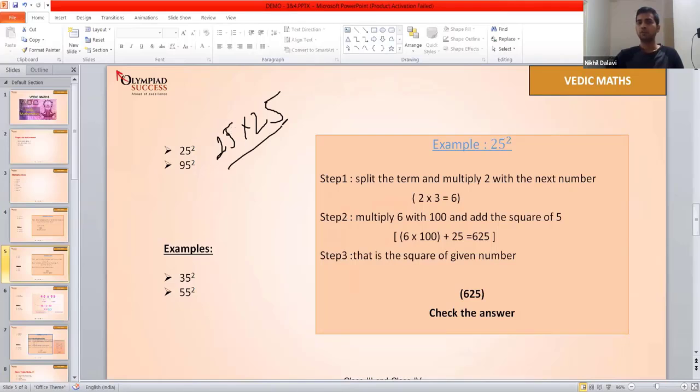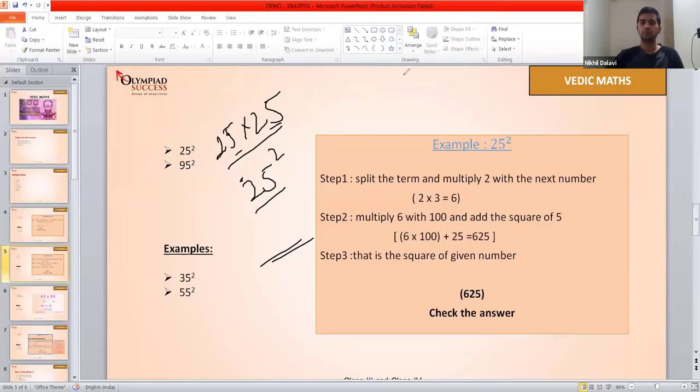Every multiplication has a different method, Rudraksh. For squaring of numbers there's a different method. So what do we do for 25 squared? We take the tens place first, which is 2. In the number line, 1, 2, 3, 4, which is the next number after 2?